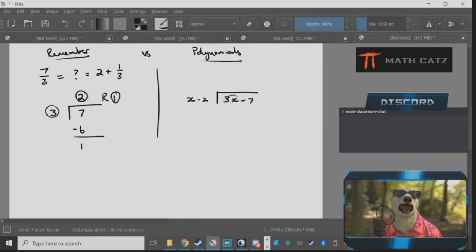So what I'm going to do is first compare leading terms when I ask the next question. 3 goes into 7 how many times? X goes into 3x how many times? X goes into 3x 3 times. Then I multiply 3 with the whole divisor, just like I multiplied 2 by 3 in the elementary school example.